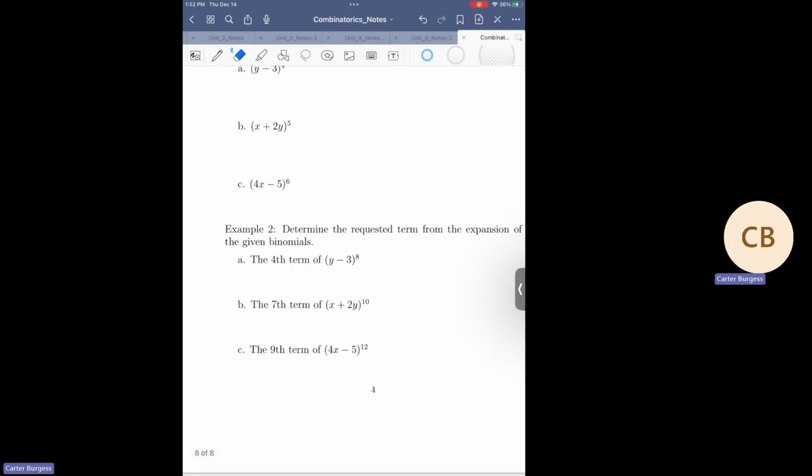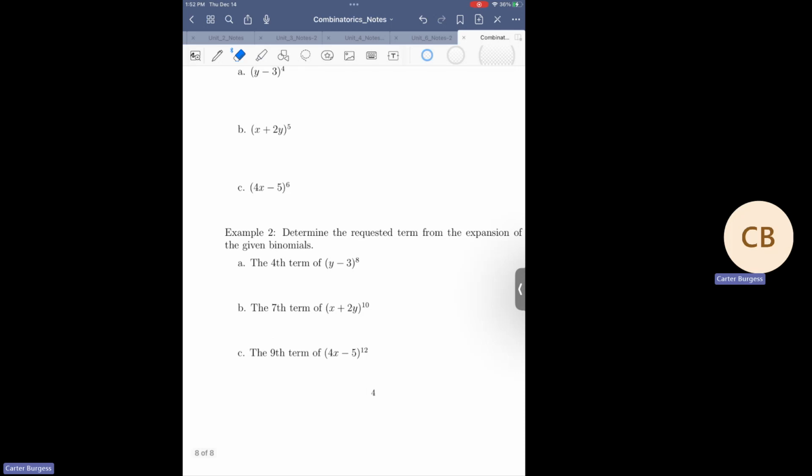If I start with 0 b's, the first term is going to have 8 a's and 0 b's. Second term is going to have 7 a's and 1 b. Third term is going to have 6 a's and 2 b's. And my fourth term is going to have 5 a's and 3 b's. This is going to look like something times a to the 5th, b cubed.